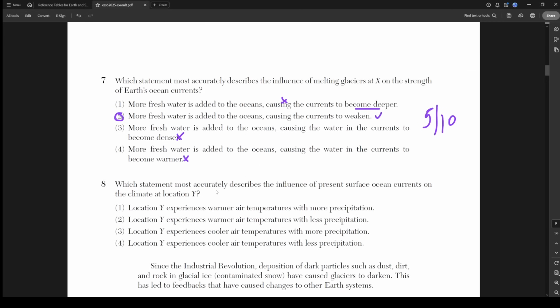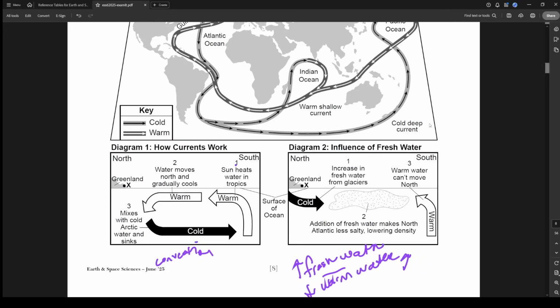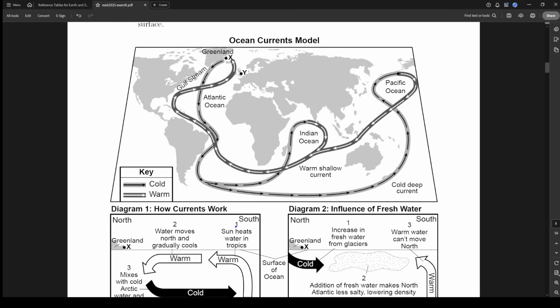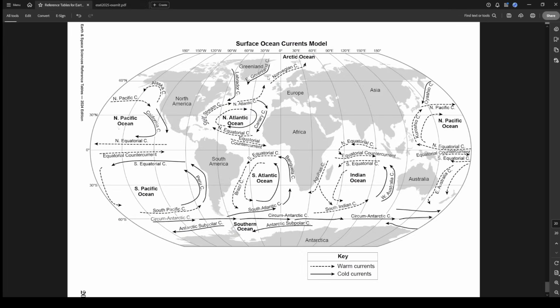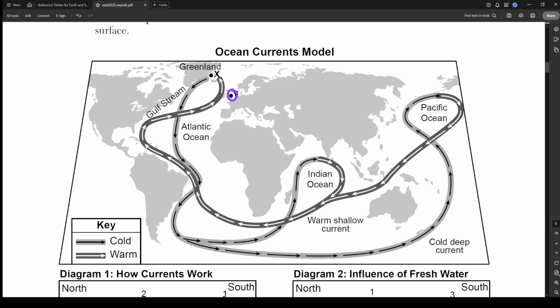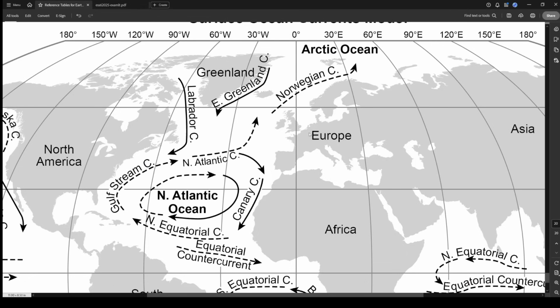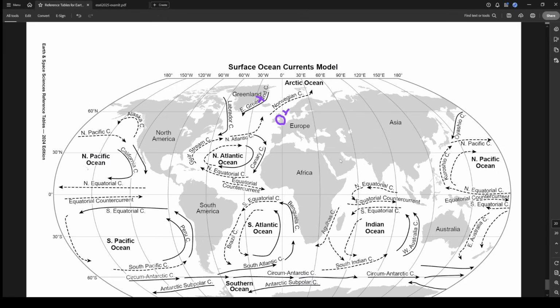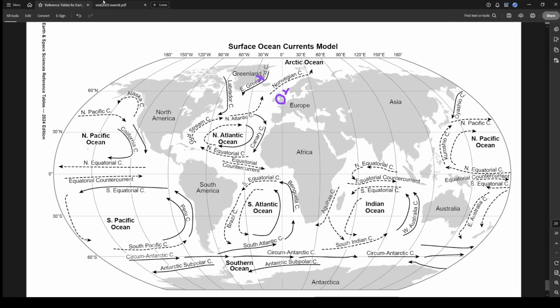Which statement most accurately describes the influence of present surface ocean currents on the climate of location Y? So let's just see where location Y is. So we're here. So if I go here, does that help me? Right, so I'm here. Greenland's at the X, so it's kind of like that landmass right there. So it's here. So that's location Y, and this is sort of where the X is. I'm on the reference table, by the way. I'm just seeing if this is going to help me.